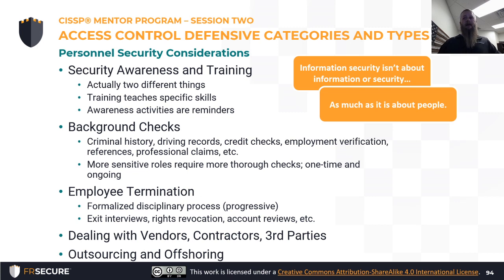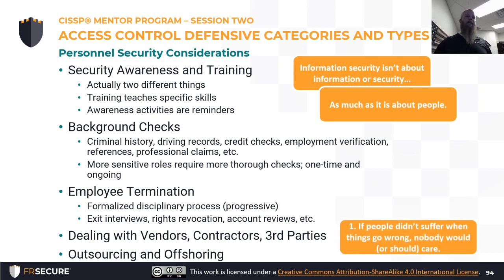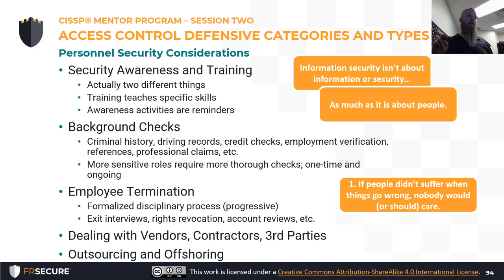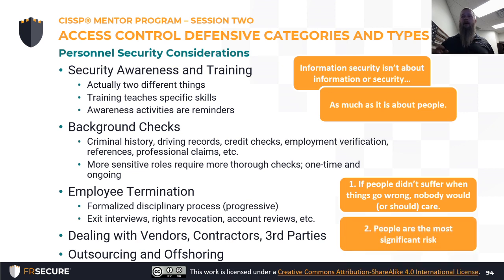So this is my saying, I don't know, maybe mine, I use it all the time. Information security isn't about information or security as much as it is about people. That's just the truth. And it's true for two primary, really important reasons. One, if people didn't suffer when things go wrong, nobody would care, or should they care, right? So people suffer when things go wrong. If that wasn't the case, we wouldn't have an information security thing to do, really. And number two, people are always the most significant risk. So if these two perspectives are true, if we agree with these things, then it's got to be about people, right? We can't overlook the people part of security, and don't give up on it.